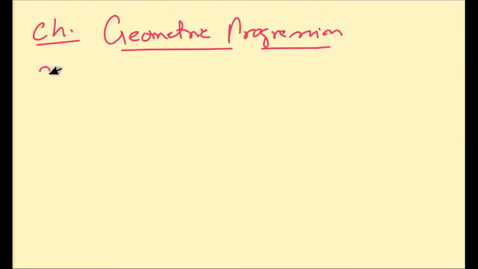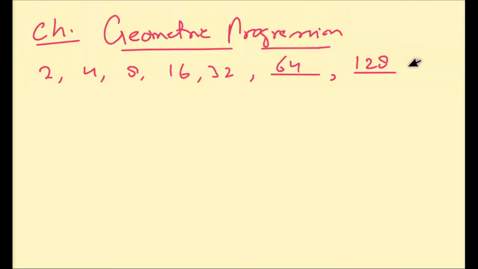Now, look here: 2, 4, 8, 16, 32. Can you tell me what the new term is? Let the new term be, here we can see twice, twice, twice. So twice of this, the new term will be 64, and the next new term is 128. Now we can see the ratio of these terms is constant. This is a GP, geometric progression.